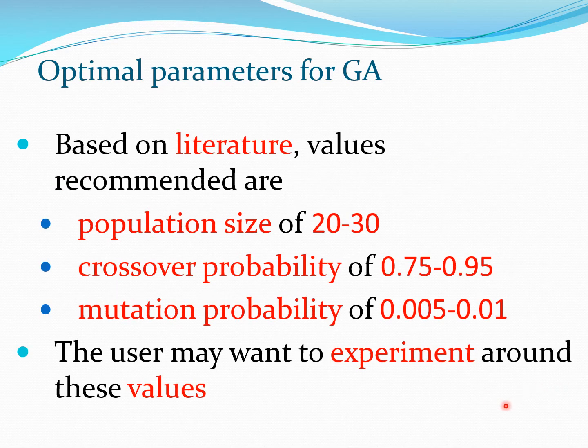And what I find is that typical recommended values include, for example, a population size of 20 to 30, the crossover probability something like 0.75 to 0.95, and the mutation probability ranging from 0.005 to 0.01. Now, these are some numbers which I have encountered quite frequently, and what you could do is experiment somewhere around these values. So this could be a baseline value with which you start, and then you could experiment.